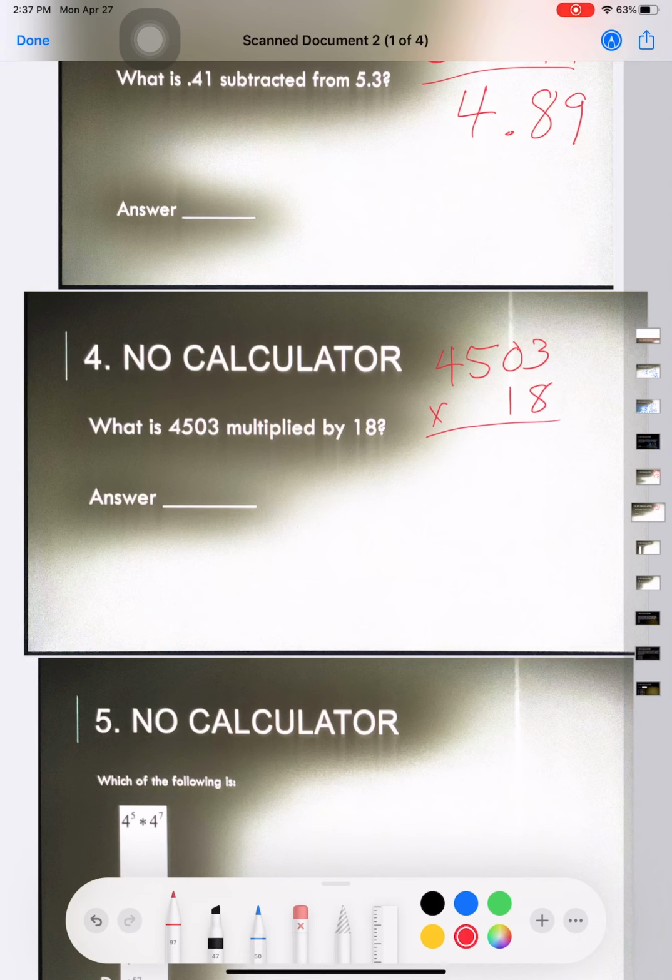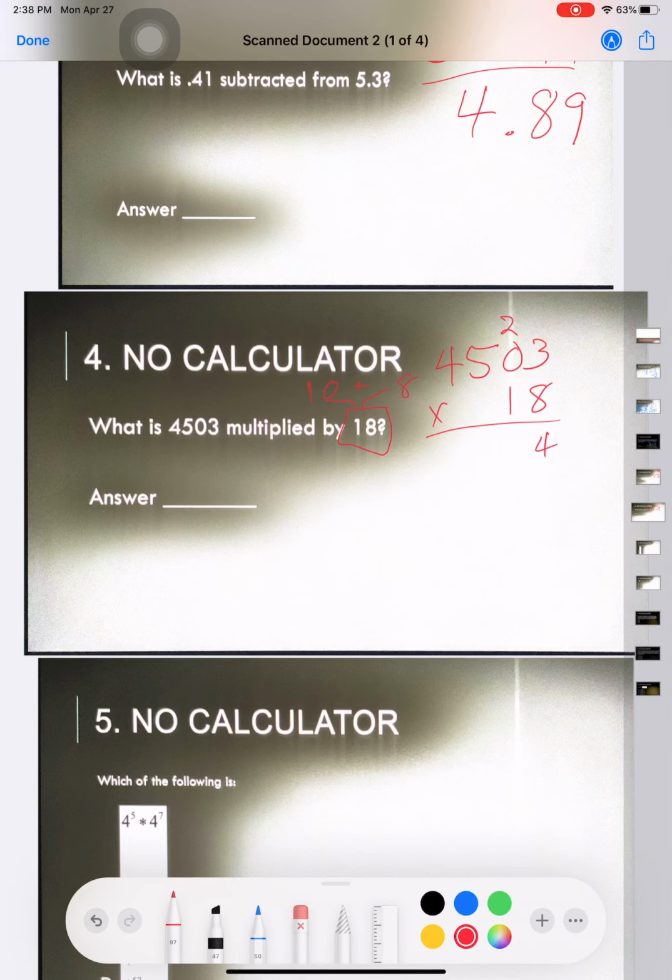If you did not know how to multiply 18, you could have broken it up into 8 and 10. And anything times 10, you just move the decimal one place. And then you do times 8, and then whatever you get as an answer, you add those two together. That's realistically what you do when you multiply anyway. So not that difficult.